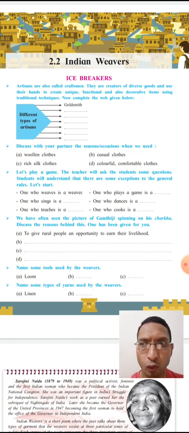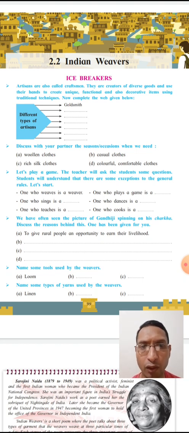Now here we know the people who work for different purposes, and they are called by different names. One who weaves is called a weaver. One who plays a game is called a player. One who sings is a singer. One who dances is a dancer. One who teaches is a teacher. And one who cooks is a cook. So we have different people who work for different purposes.